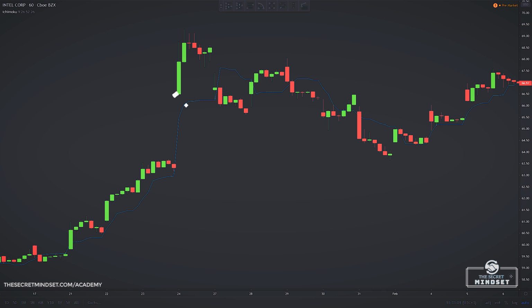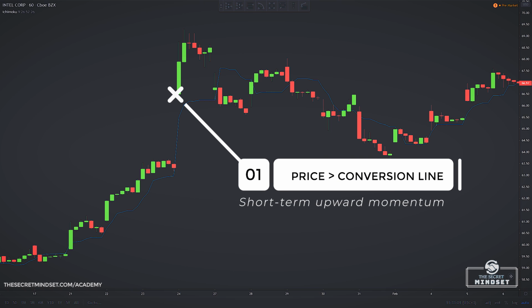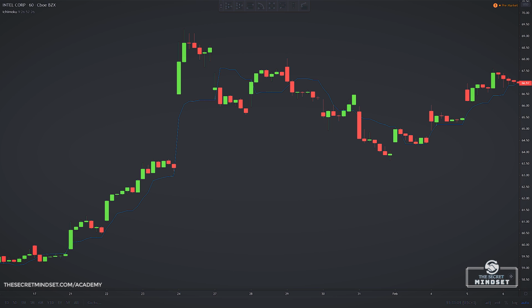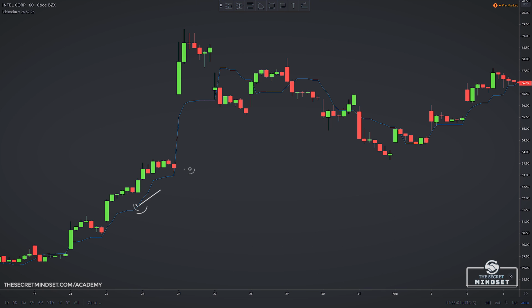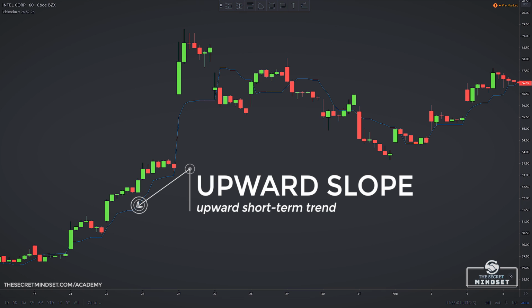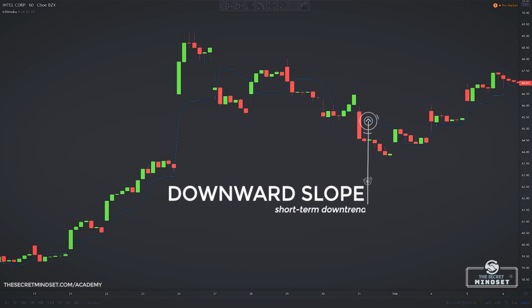If the market price is above the conversion line, this indicates a short-term upward momentum, and you would want to concentrate on buying signals. If the price is below conversion line, this shows a short-term downward momentum, and you would want to search for selling signals. An increasing conversion line, meaning an upward slope, indicates an upward trend. A decreasing conversion line, meaning a downward slope, indicates a downward trend.